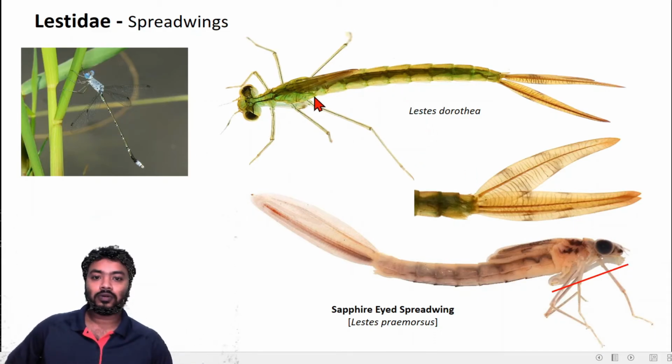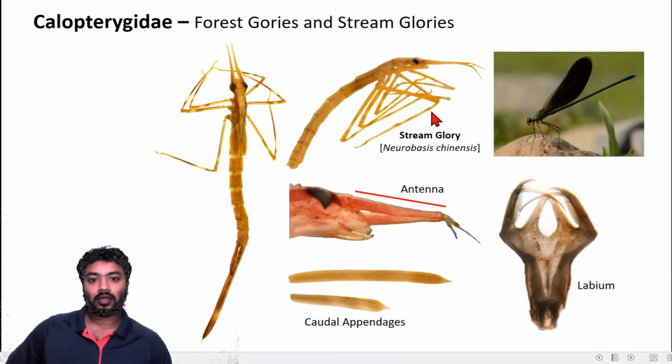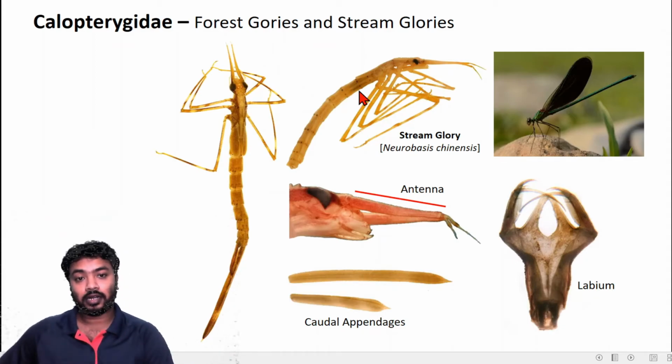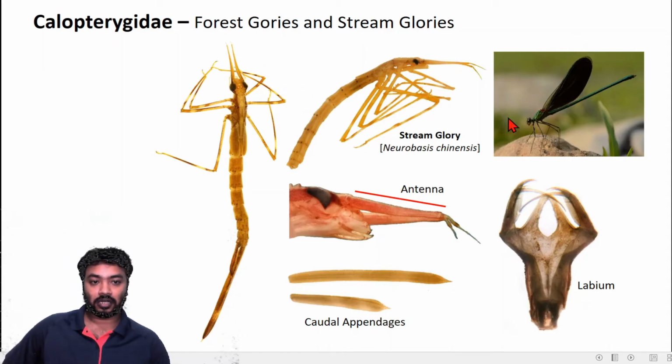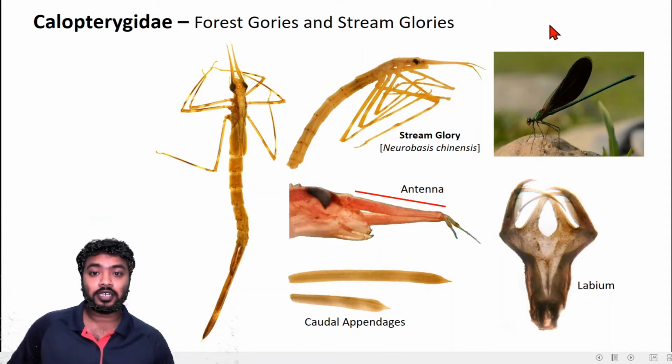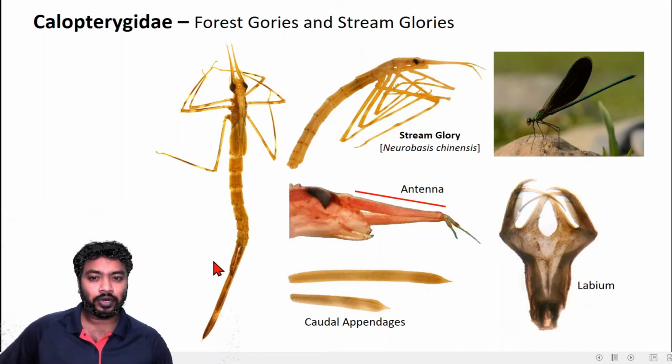Okay, so next family is Calopterygidae. So Calopterygids are the glories, that is the forest glory and stream glory. So this is the stream glory. This is a very widespread species in our country, and the larva is very unique. It looks like a stick insect actually.